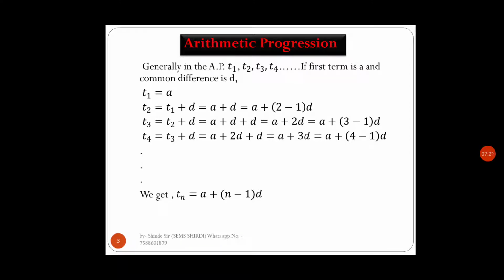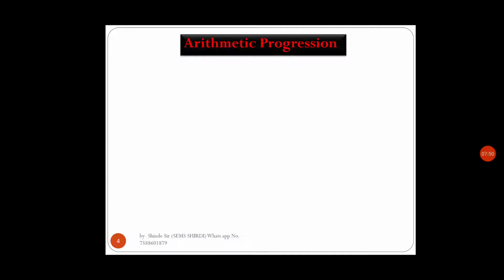By using this, we get one formula to find the n-th term of a given AP, using the formula Tn is equal to A plus n minus 1 into D. Here n is the number of the term, A is the first term, and D is the common difference. Now we see some examples.